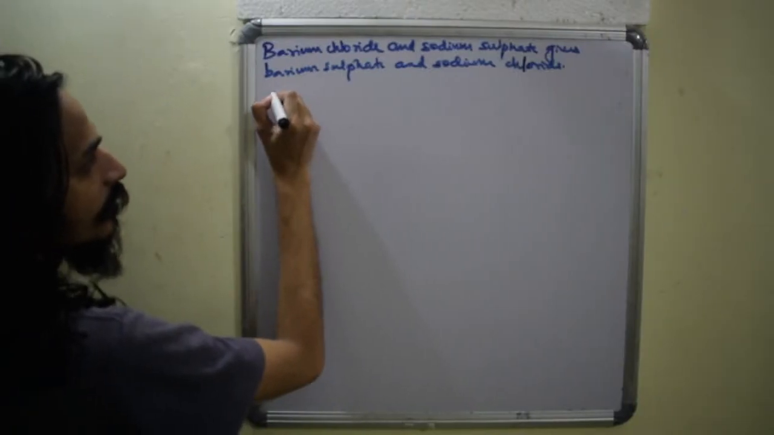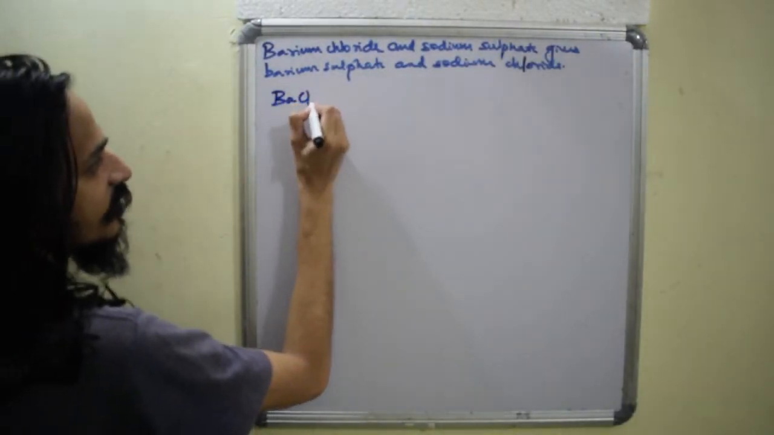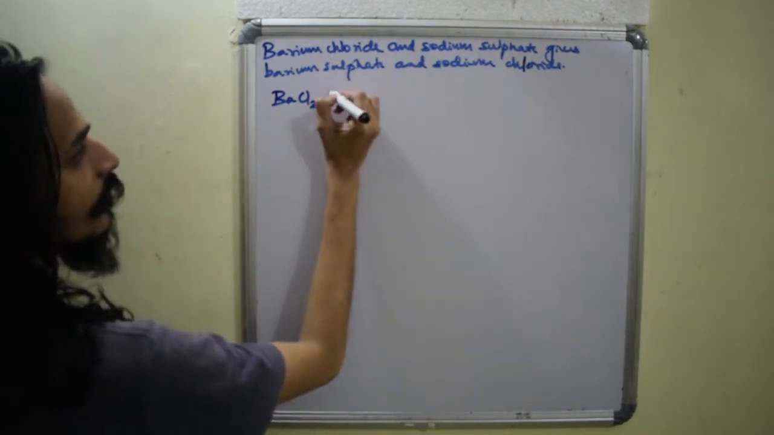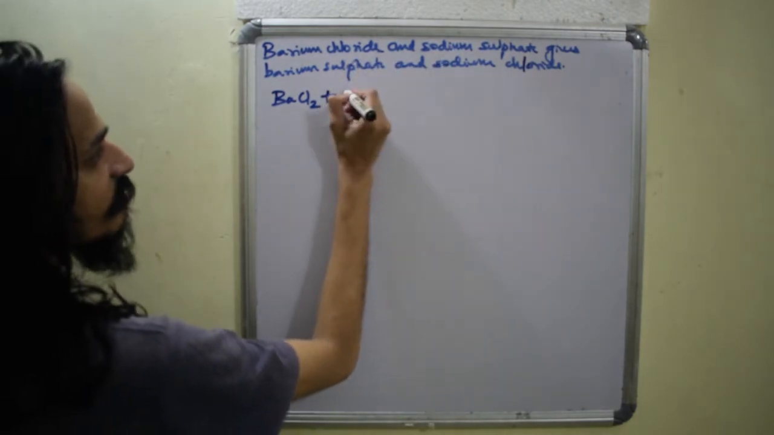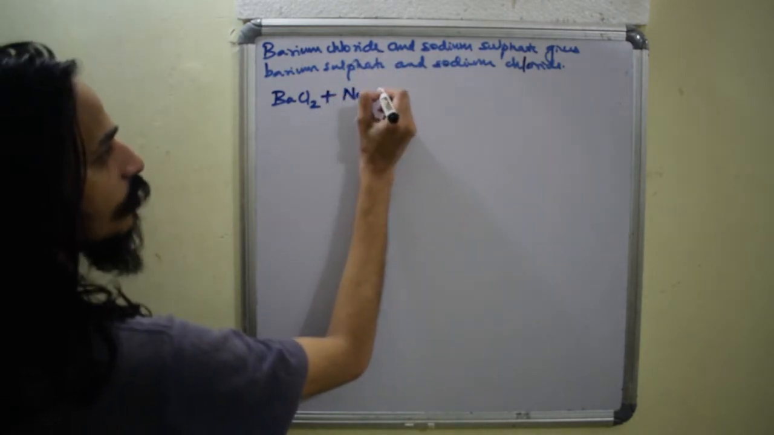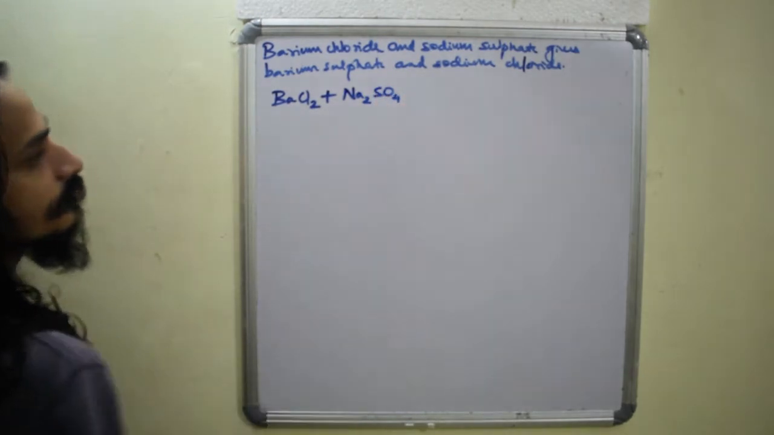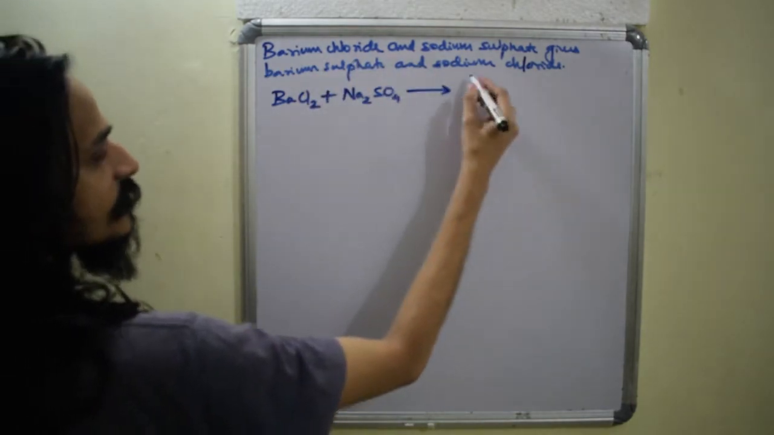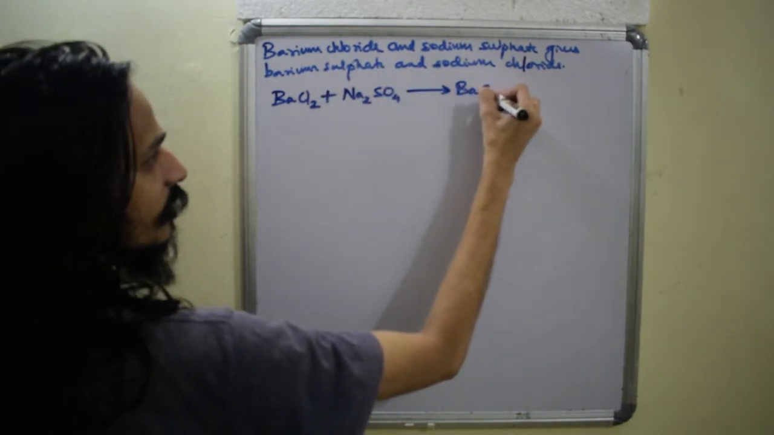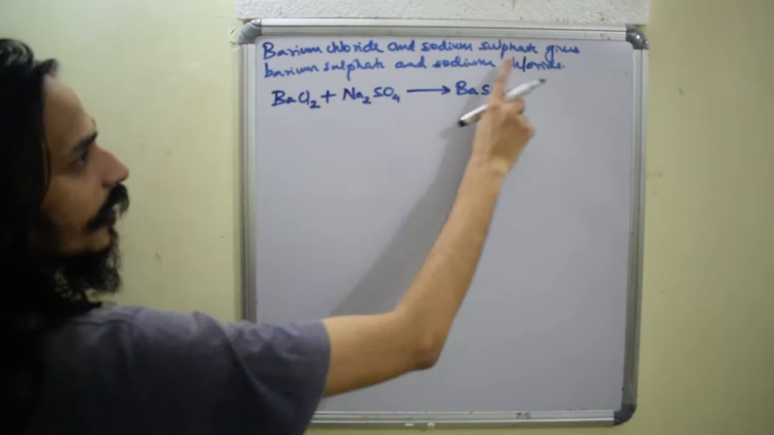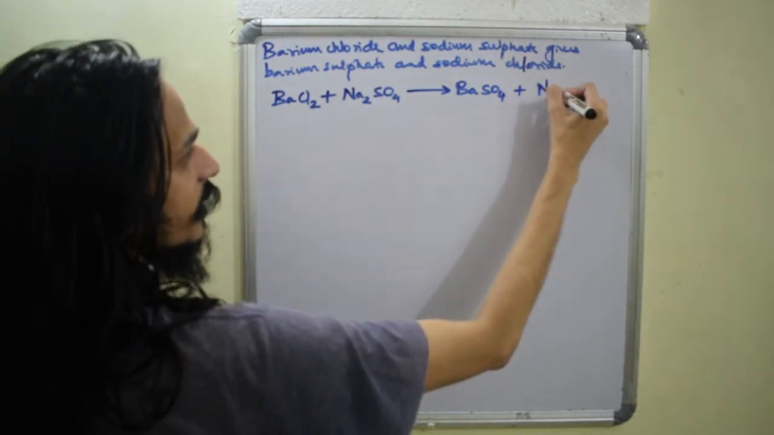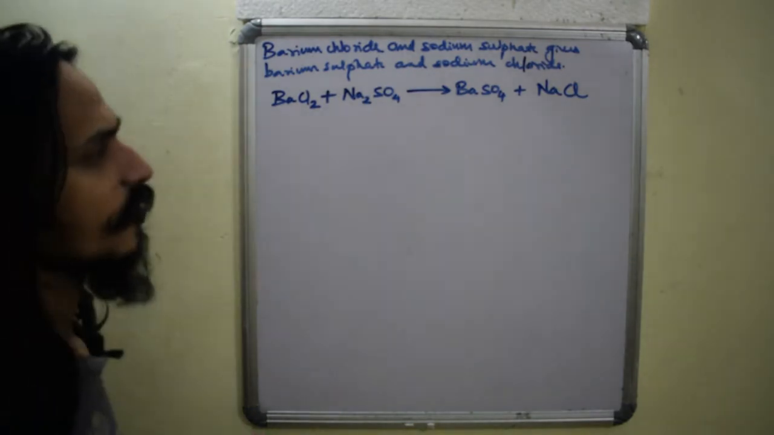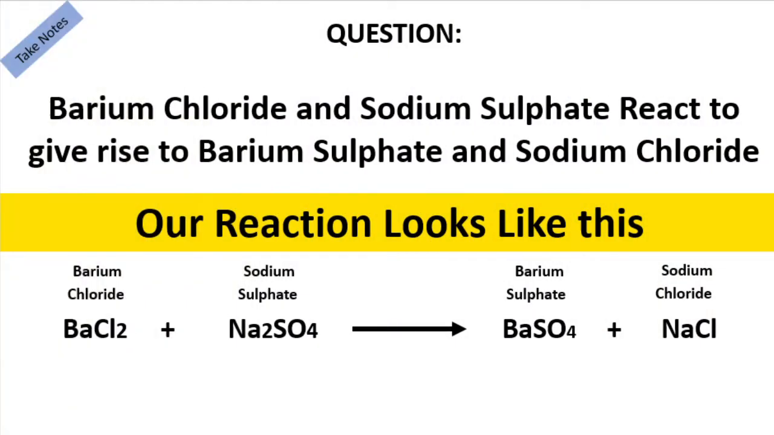I know that barium chloride is BaCl2. Again, remember the 2 is only for chlorine, not for barium. Plus sodium sulfate. I know sodium sulfate is Na2SO4. Okay, gives barium sulfate, which is BaSO4, and sodium chloride, NaCl. Right, this is the basic equation, or what we call the skeleton equation.